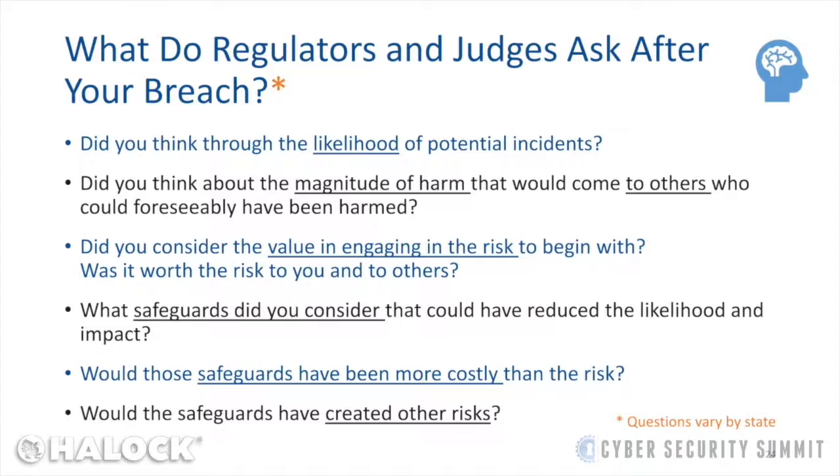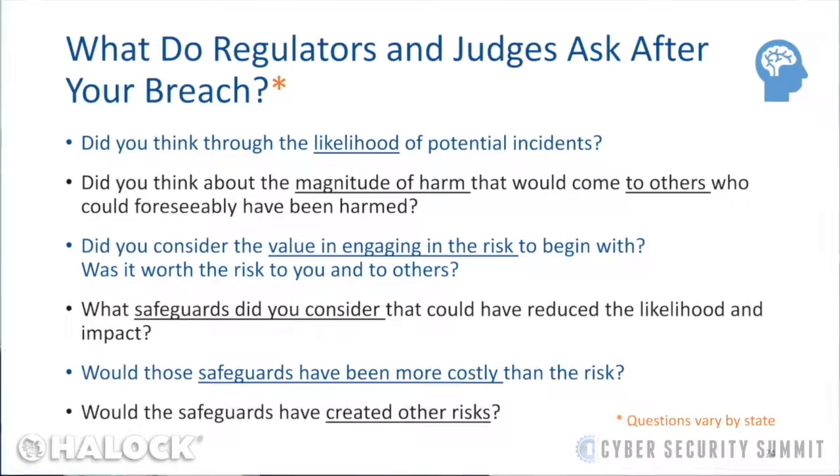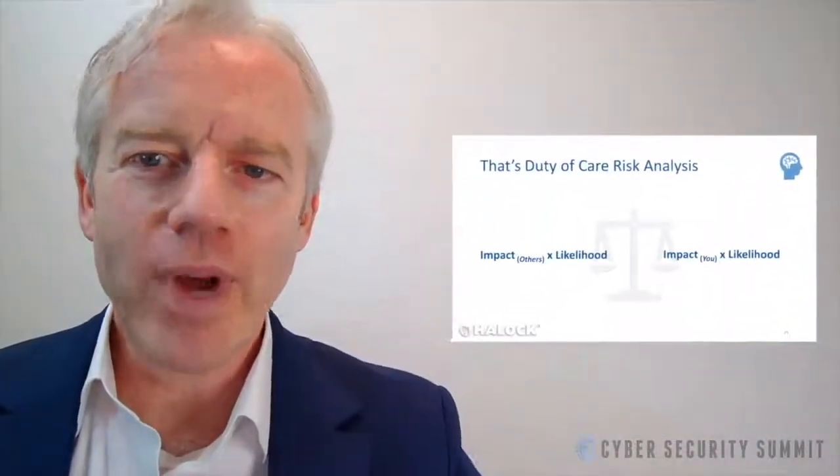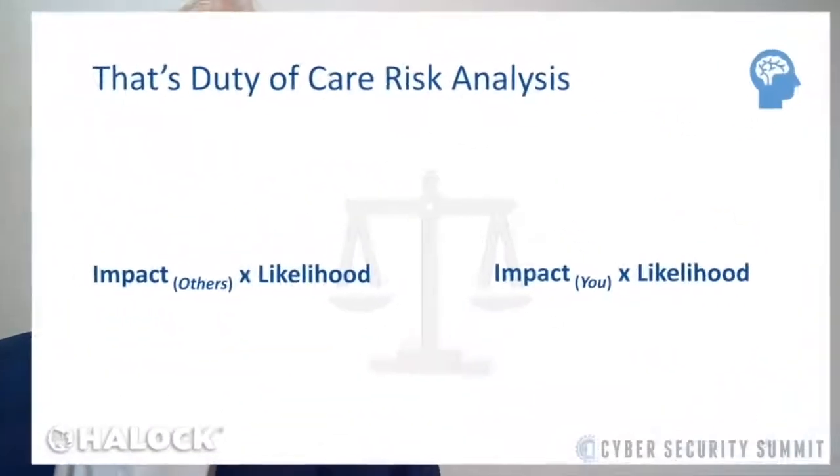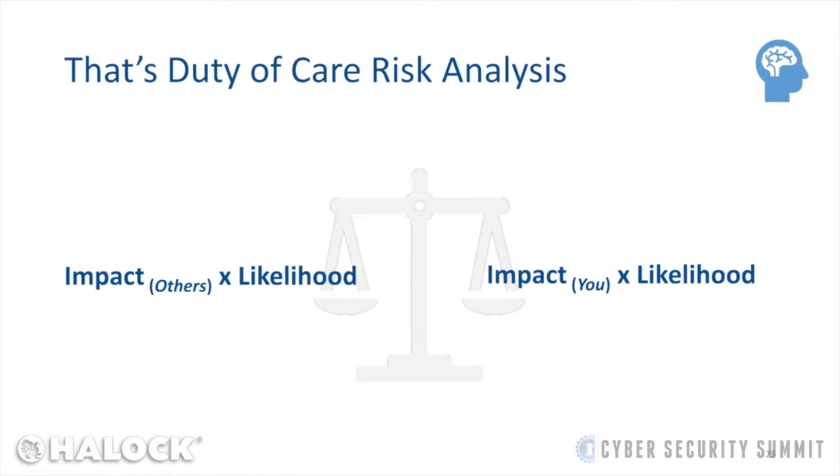Did you consider the value of engaging in the risk that you were doing to begin with? What safeguards did you consider to address some of the risks that looked to be too high? Would those safeguards have been more costly than the risk? And would those safeguards have created other risks? What are these regulators and litigators actually asking you with these questions? They're asking, did you think about the risk to others, the potential impact and likelihood that could occur to others, and balance them against the impact to you?